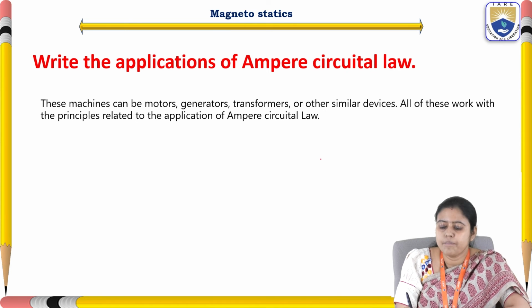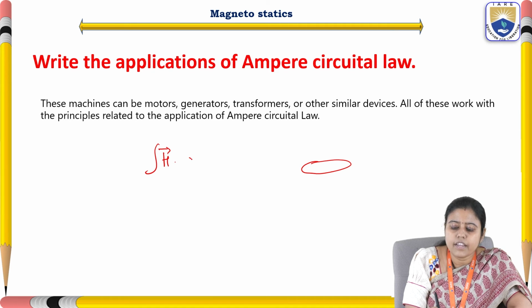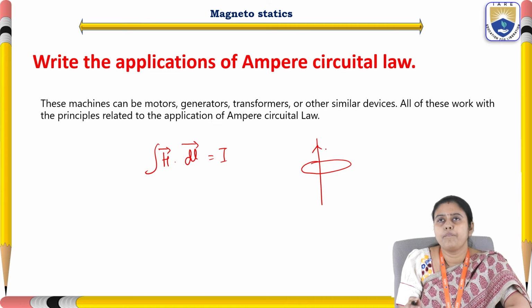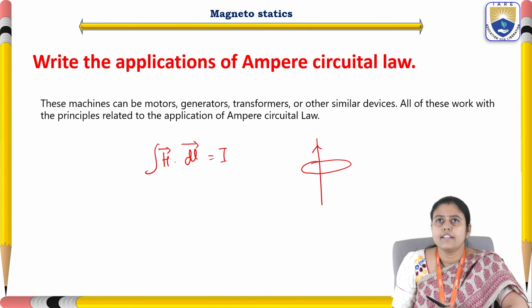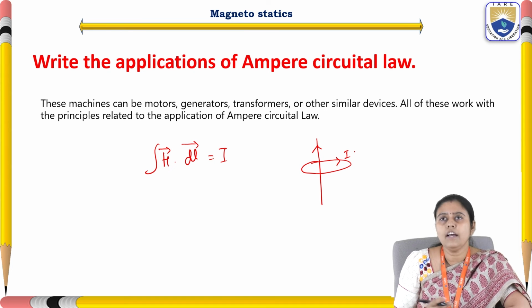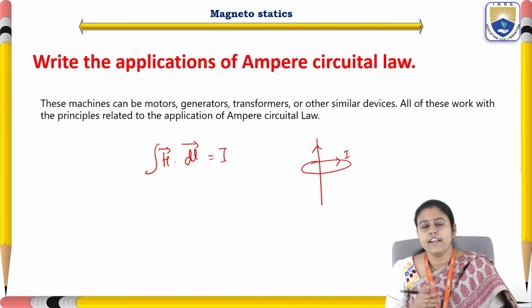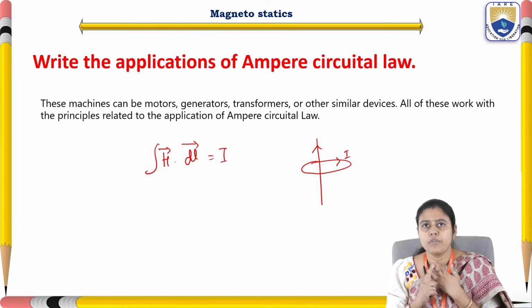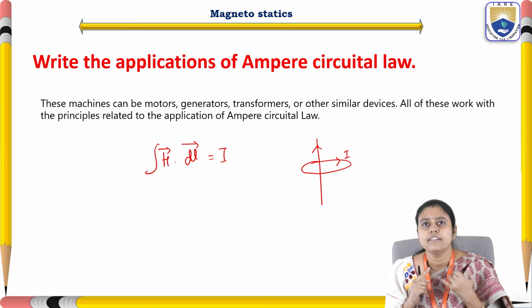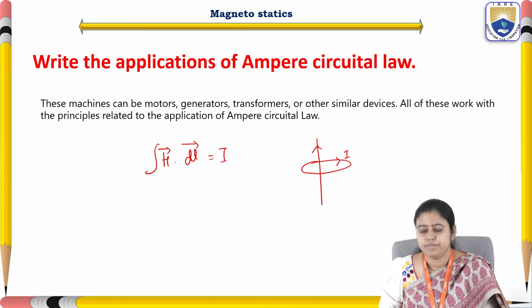That is, the closed line integral of the magnetic field intensity H dot dl is equal to I, where I is the current. If we place a current carrying conductor, the H dot dl is equal to the current flowing in the closed path. So we can use it in any type of solenoid, any type of toroid, or any type of single line circular path. All types of application we can go for the Ampere circuital law.